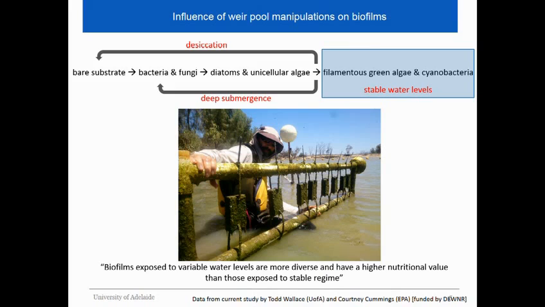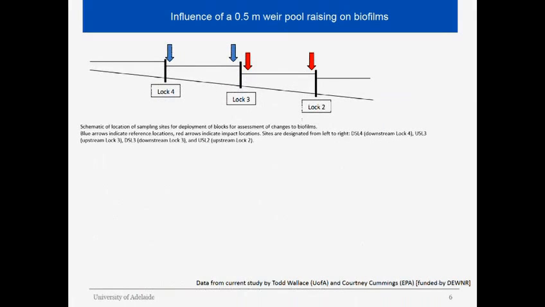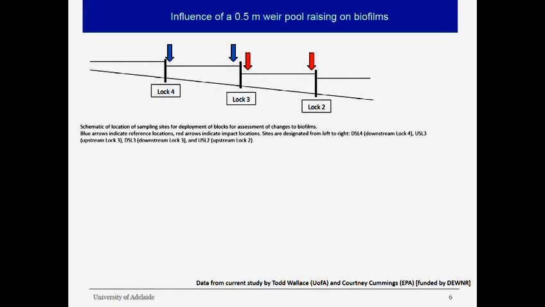And the overriding hypothesis is that biofilms exposed to a variable water level will be more diverse and have a higher nutritional value for the food web. This schematic just shows the study sites we've been using. So this is Lock 2, Lock 3 and Lock 4, moving upriver. The red arrows are our main impact sites, and the blue lines are our reference sites. They're not true reference sites because the river conditions are different at every single site. So they're actually independent treatments, but the treatments undergo different regimes.